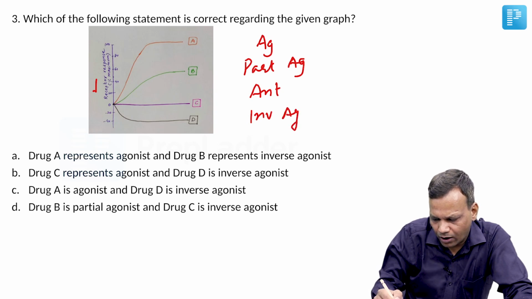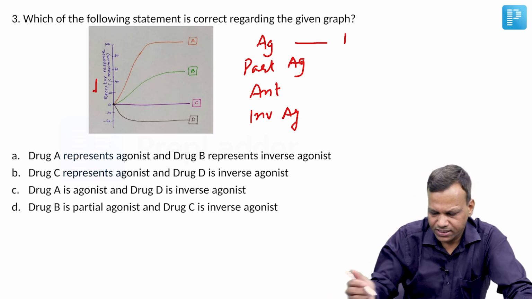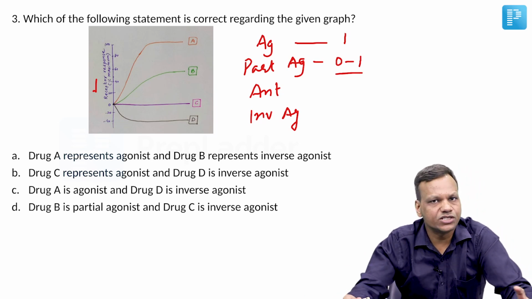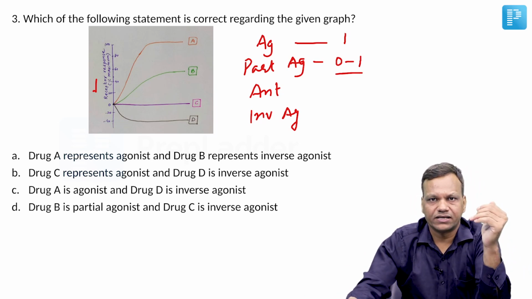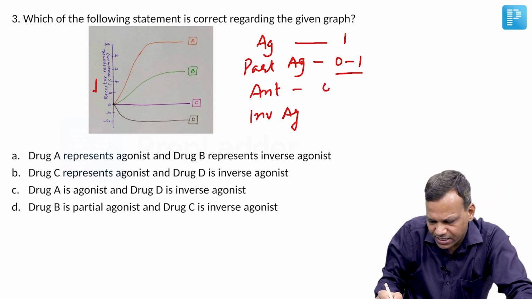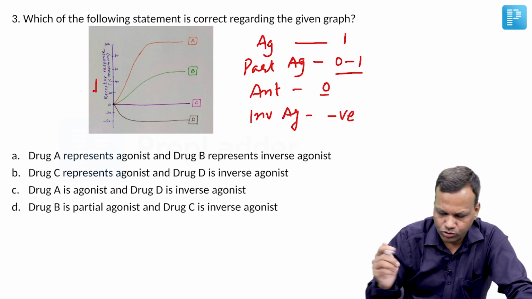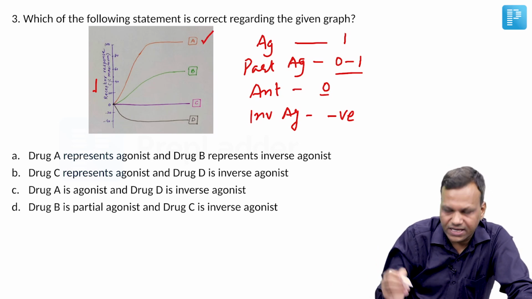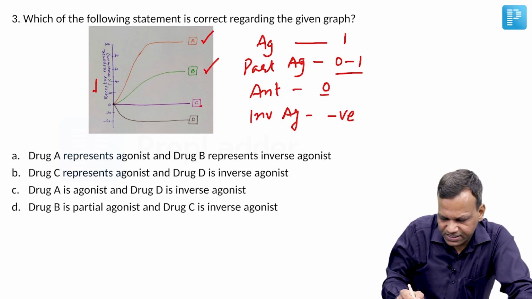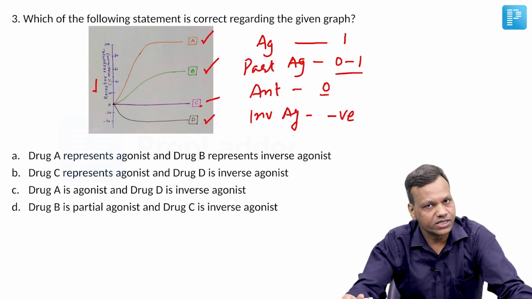So if you remember, agonist has maximum intrinsic activity, that means 1, or we can say 100%. Partial agonist has intrinsic activity between 0 and 1. That means neither 0 nor 1, less than 100%. It may be 80%, 70%, 60%, anything, but between 0 and 1. Antagonist has intrinsic activity of 0, whereas inverse agonist has negative intrinsic activity. So now you can see the graph. A has 100%, so it is agonist. B has less than 100%, so it is partial agonist. C, if you see, is 0, so it is antagonist. And D is in the negative, so it is inverse agonist. It is as easy as that.